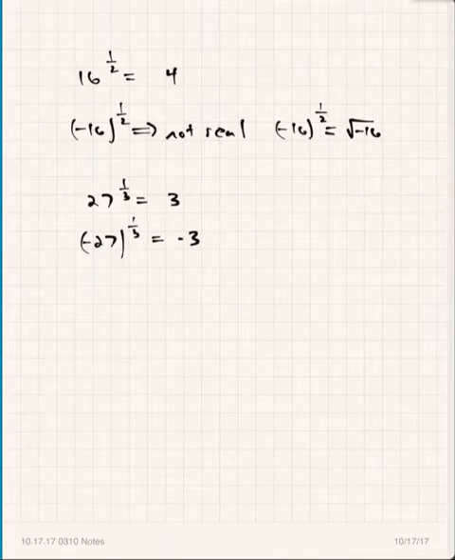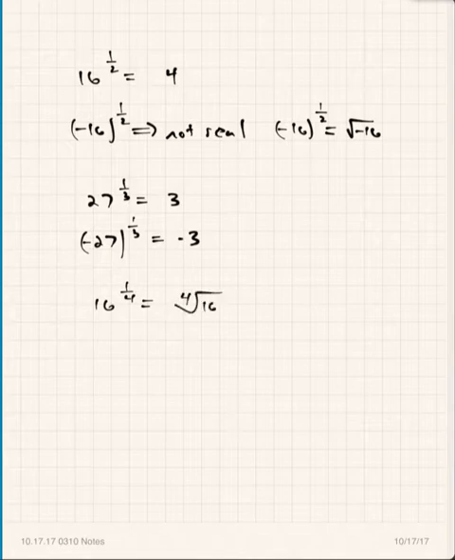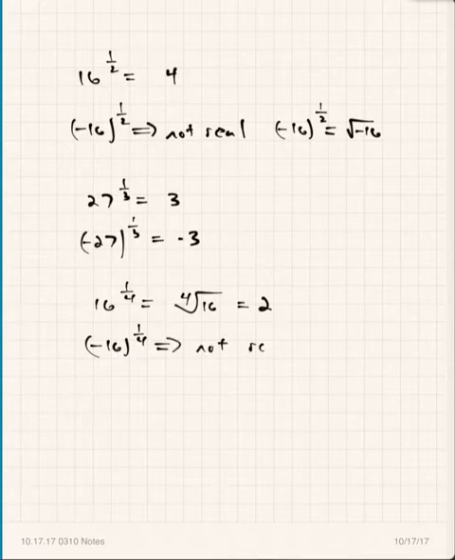With 4th roots, that's an even root. So 16 to the 1/4 power, that's the 4th root of 16. And if you need to think about it that way, that's fine. So you're talking about the number that you raise to the 4th power to get 16. That's 2. But negative 16 to the 1/4 power is not real, because that's an even root of a negative number. So you remember, even roots of negative numbers, not going to work, or at least it's not going to be a real number.